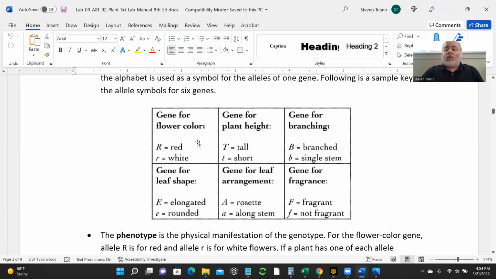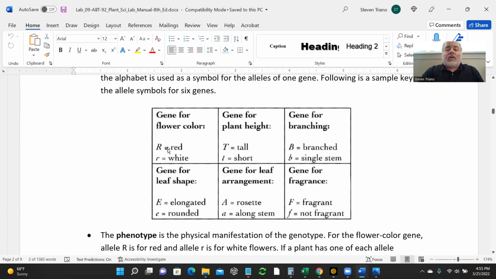And so, for example, if we're looking at some plants, there might be a flower color gene, and capital R could stand for the allele that gives red color, and lowercase r the allele for the white flower. Capital T for tall, small t for short, capital B for branched, small b for a single stemmed branching. Again, these are just examples, and they always use the same letter for clarity.